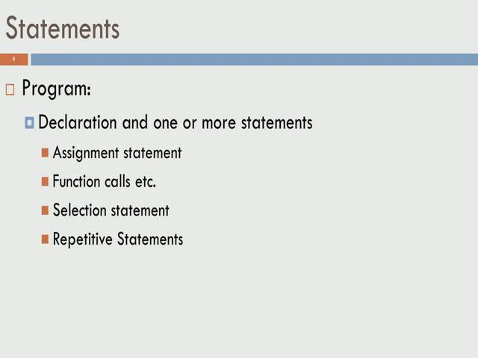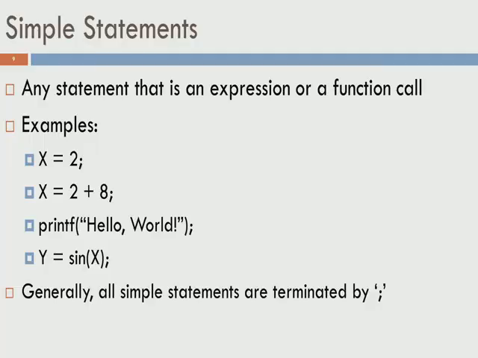So statements could be of 4 types: assignment, function calls, selection statements and repetitive statements. The first 2 are of one category and the second 2 are of another category, which is what I want to talk about in the next few slides. The first category we call simple statements are those statements that are expressions or function calls.